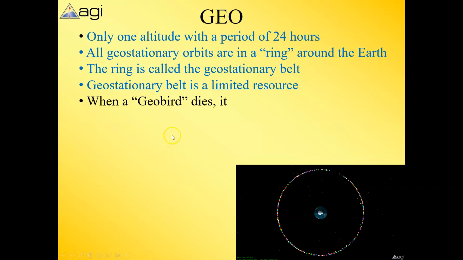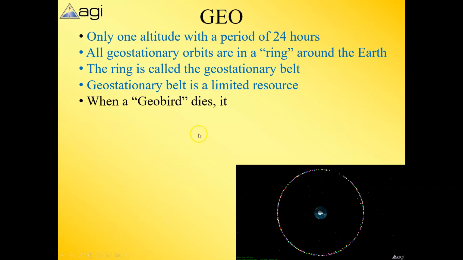And then all geostationary orbits are in a ring around the Earth too, so you can see that represented here, all the different satellites that are around the planet. We call this the geostationary belt. And it's a limited resource. We can only have so many satellites within this belt.